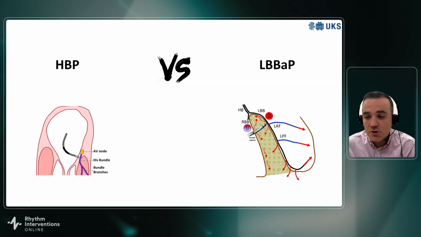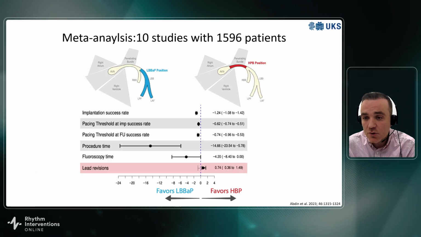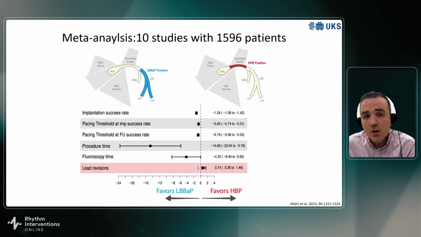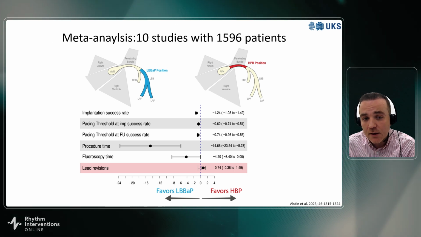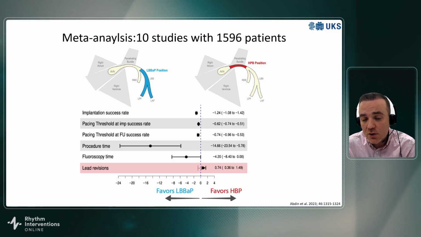Just briefly talking about which is better, His bundle pacing or left bundle branch area pacing. I will show you a recent meta-analysis included 10 studies with more than 1,500 patients. And here we can see that left bundle branch area pacing was better, talking about implantation success rate, pacing threshold at implantation and follow-up, and procedure time.